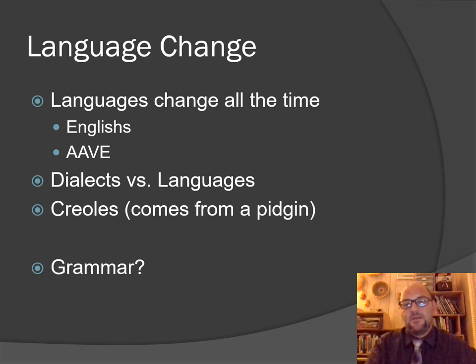When that mix, though, becomes established with the next generation, that's what we refer to as a Creole language. When I say Creole, a lot of people think of Haiti. That is a Creole language. It's Haitian Creole, but there's lots of Creole languages around the globe. Afrikaans is another one, right?